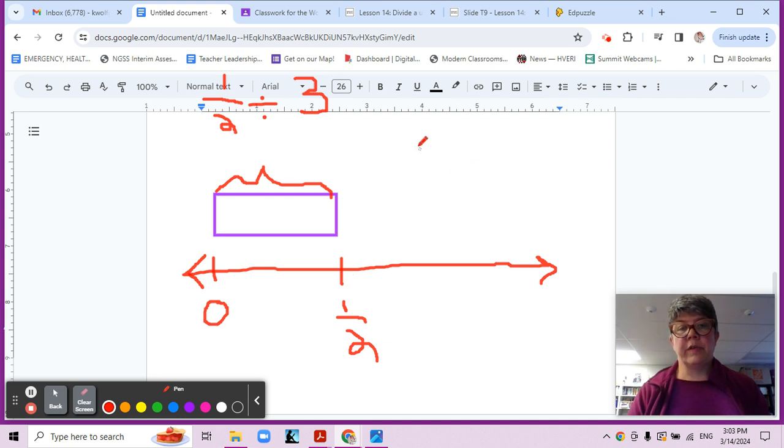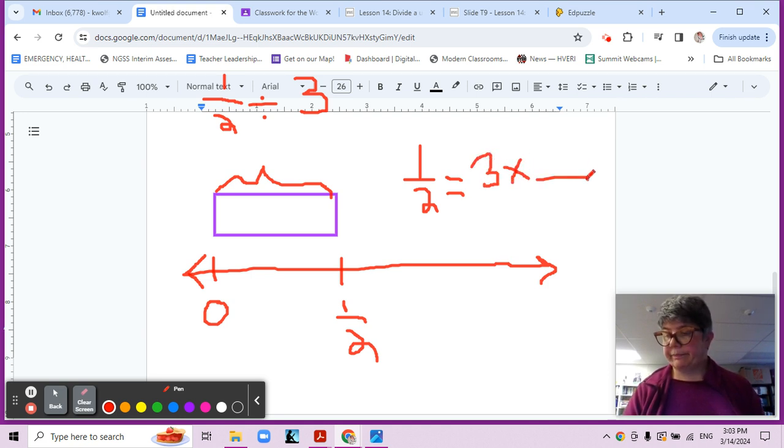So we could also think about our multiplication equation. 1/2 is equal to 3 times what? So when we divide 1/2 into 3 equal groups, how much is going to be in each group? And is that reasonable? So let's see.